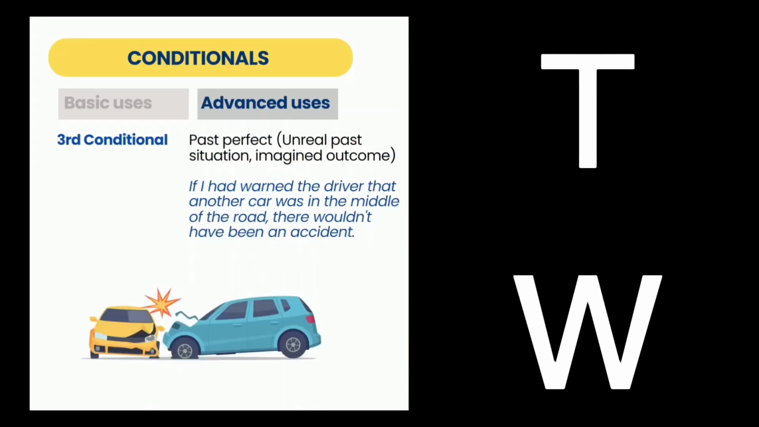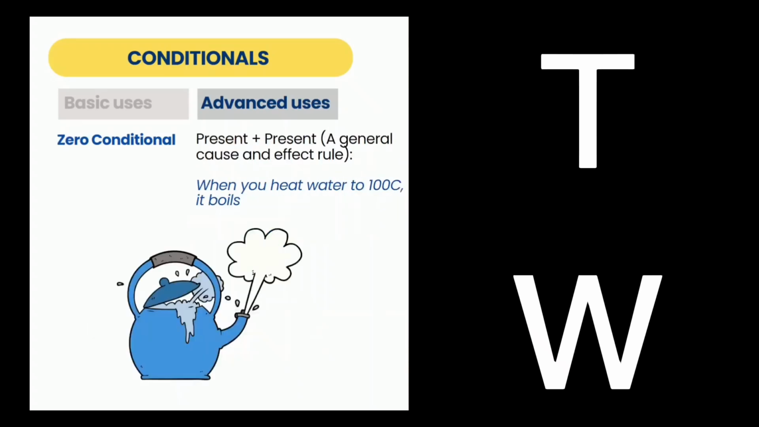The third conditional uses the past perfect. Again, this is for an unreal situation, but this time not an unreal present situation, but an unreal past situation. If I had warned the driver that another car was in the middle of the road, there wouldn't have been an accident. And lastly, the zero conditional. Here we use the present tense in both clauses, where we're simply presenting a general cause and effect rule. When you heat water to 100 degrees centigrade, it boils. It's a general rule. Do this and that will always happen.